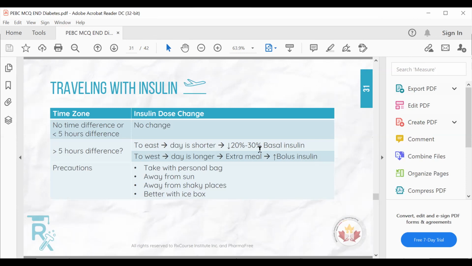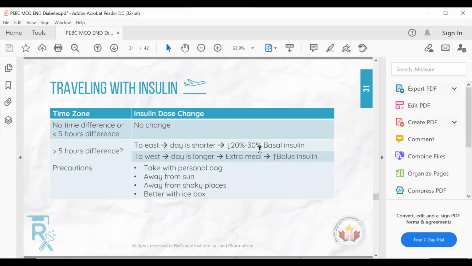It depends on whether the flight is to the east or to the west. From Ottawa to Cairo, I'm traveling to the east, meaning that the day is shorter. Let's see what happens here. If I have a trip at 12 p.m. today from Ottawa to Cairo, and the trip will take almost 12 hours, when the time in Ottawa is 12 p.m., the time in Cairo is 6 p.m.